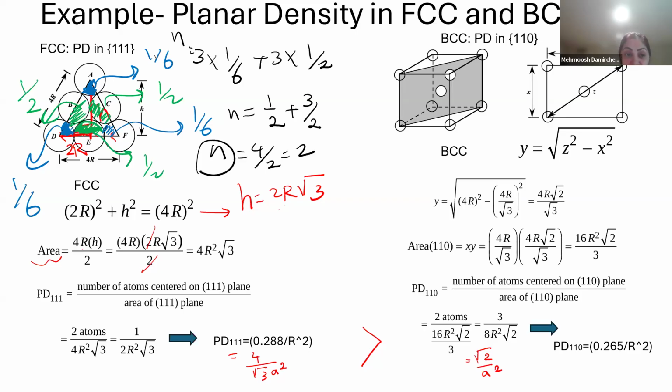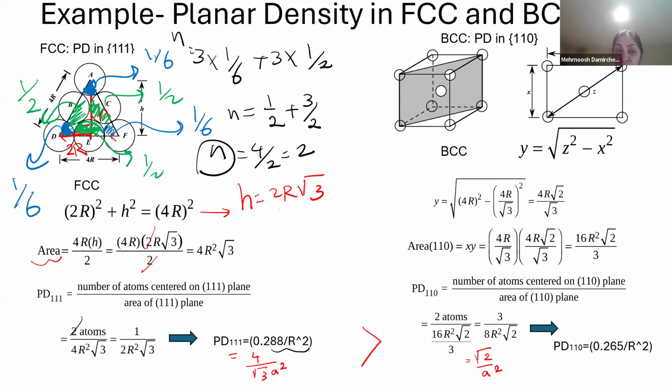What is the area? We calculate that: 4R squared root 3. 2 and 4 cancel out each other, 2R squared root 3. So if we simplify that as a function of R squared, it is 0.288 per R squared.